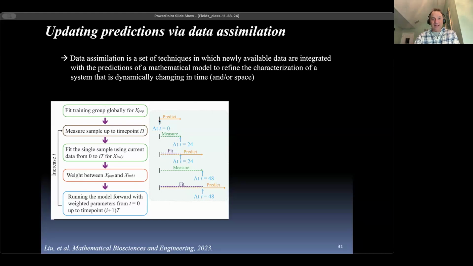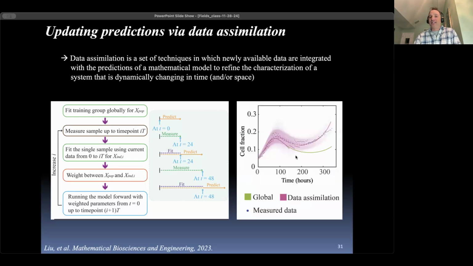And so that's what this scheme is trying to tell you. Initially, you predict with the initial conditions of the mouse or patient and the population-based parameters. You get your second time point on the individual. You can then update your model parameters, weighting the individual parameters more than the population. And as you go on and on, you care less and less about the population. So here's an example of this.